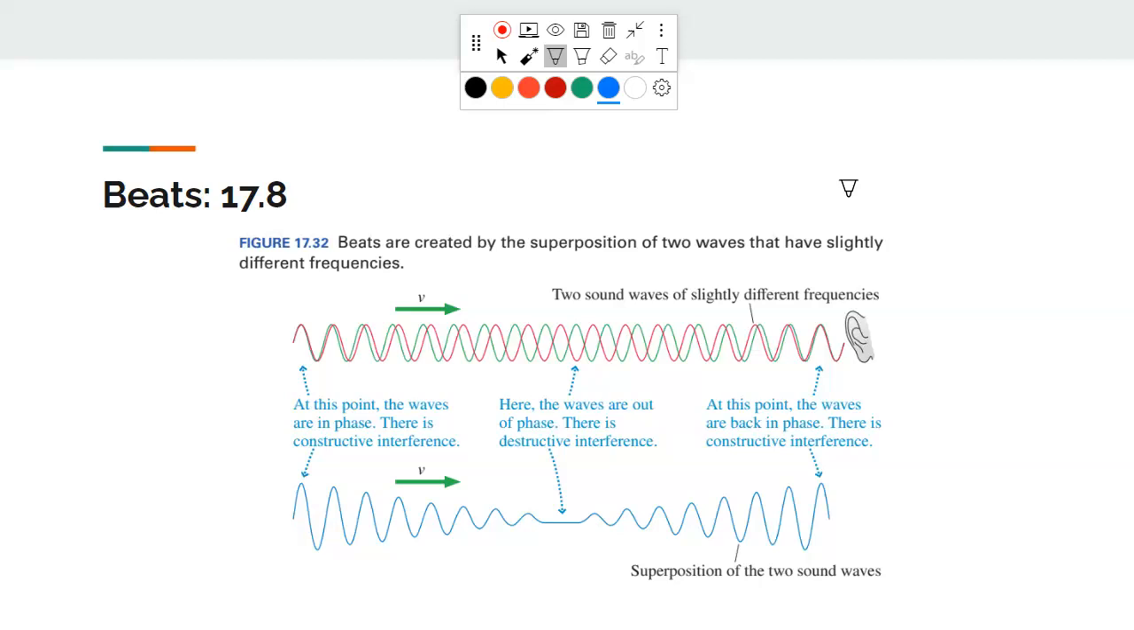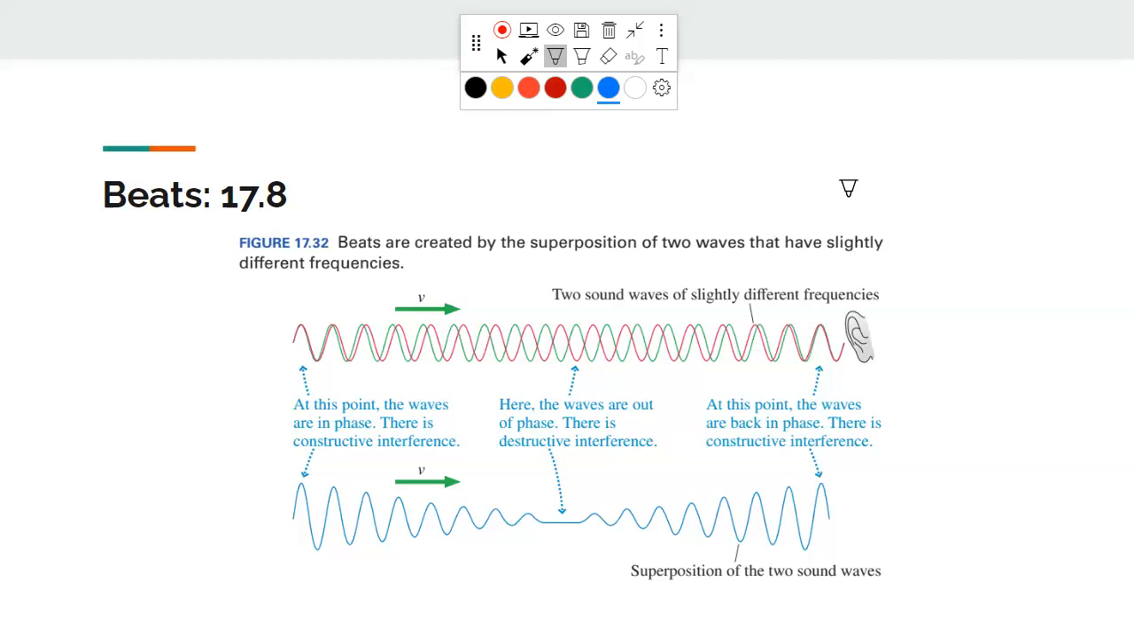And so the idea with beats is that if you play two sound waves, so now we're not talking about interference in the way that we have been. In all the other sections in chapter 17, we've always been considering two identical waves, so the same frequency, the same wavelength, that are just offset in phase.